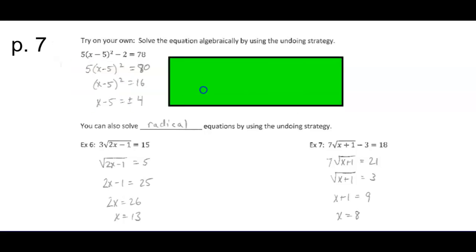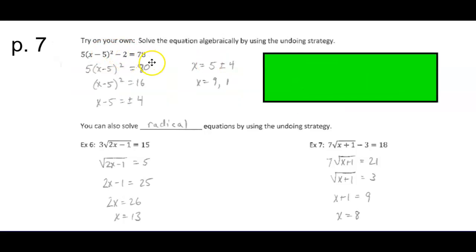All right, so the first thing we want to do with this is add the 2, and then we're going to divide by 5. When we square root, we get plus and minus 4, and the square goes away. So if I add 5, I get positive 5 plus and minus 4. You should have had 9 and 1.